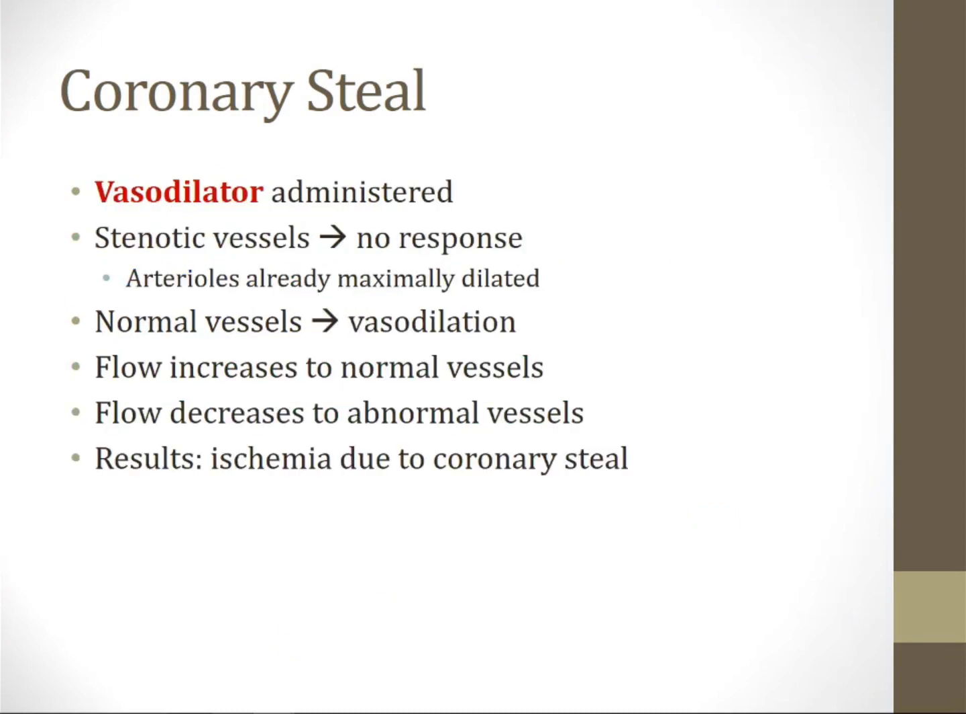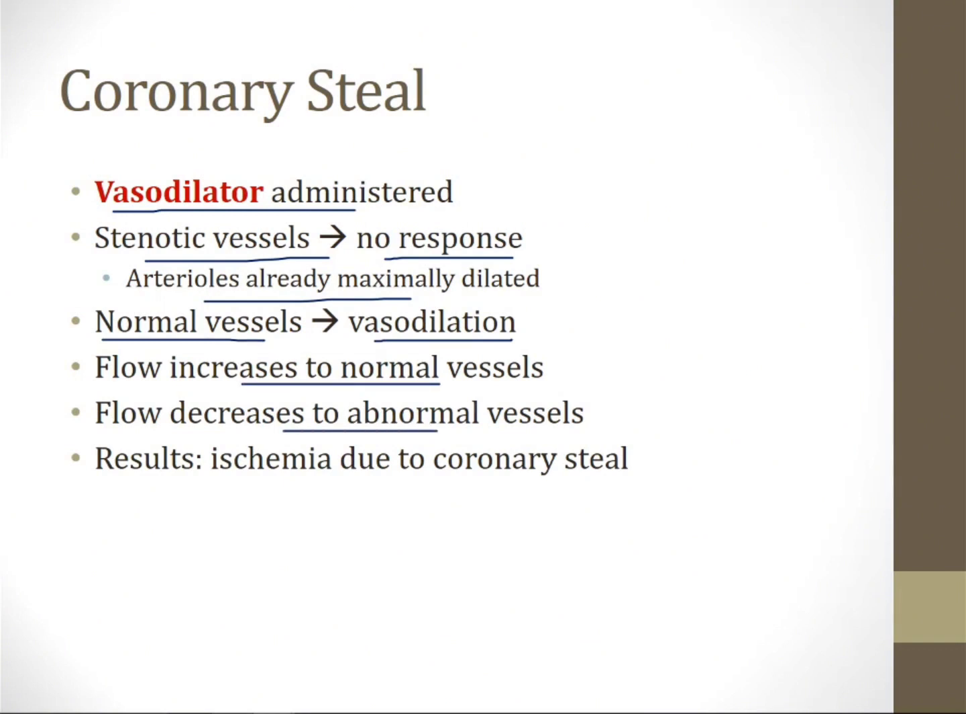When you administer a vasodilator in this situation, what will happen is that the stenotic vessels will have no response because the arterioles of those vessels are already maximally dilated. The normal vessels, however, will vasodilate, and thus flow will increase to the normal vessels and flow will decrease to the abnormal vessels. Flow will be stolen away from the sick arteries and driven towards the healthy arteries. The result is ischemia in the territory supplied by a narrowed coronary artery.